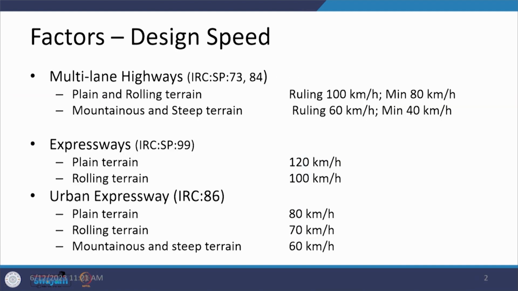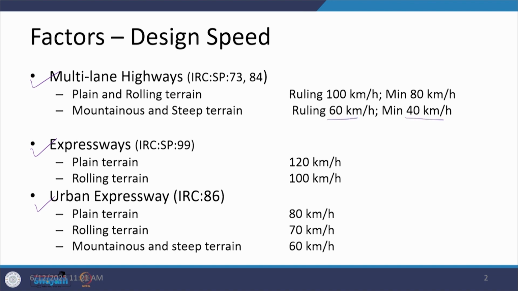Now, in this slide we are talking about the design speed. We already talked about the design speed for the rural highways. Here we can see that the multi-lane highways are being provided, expressways are also there, and along with expressways there is another category which is urban expressways. In the case of multi-lane highways, the plain and rolling terrain and mountainous and steep terrain are the two categorizations of the terrain. So, you can find that two of the terrain classifications have been combined here. In the case of plain and rolling terrain, the ruling speed is 100 kilometers per hour and the minimum speed is 80 kilometers per hour. Whereas, in the case of mountainous and steep terrain, these respective values are 60 and 40 kilometers per hour.